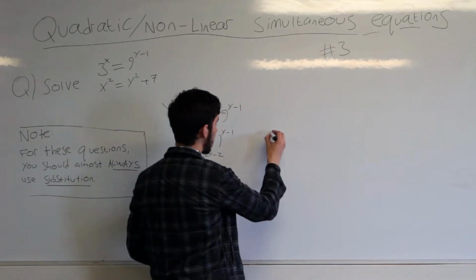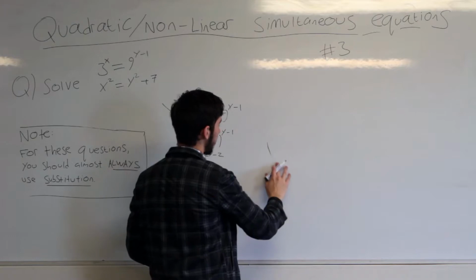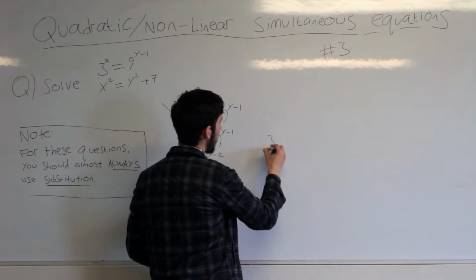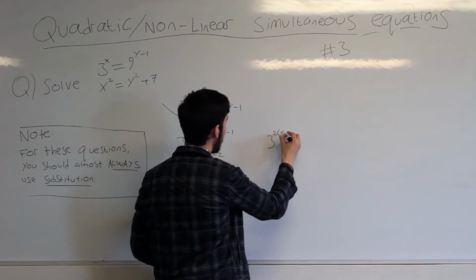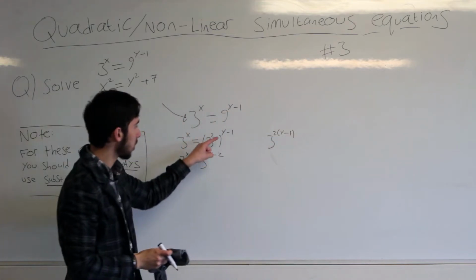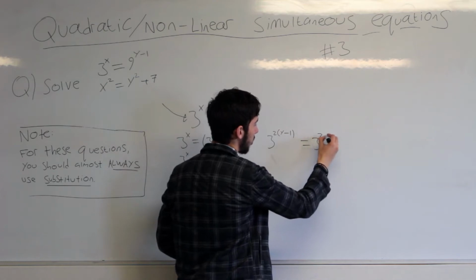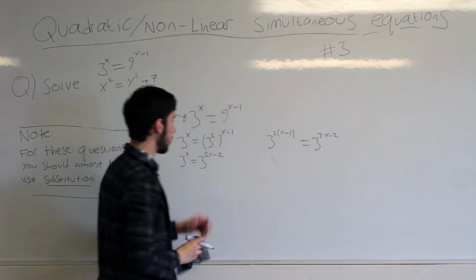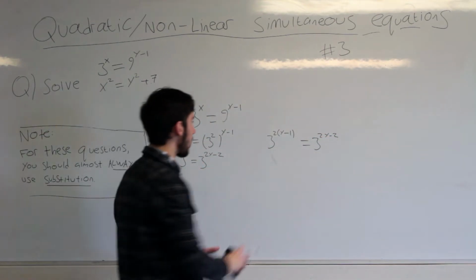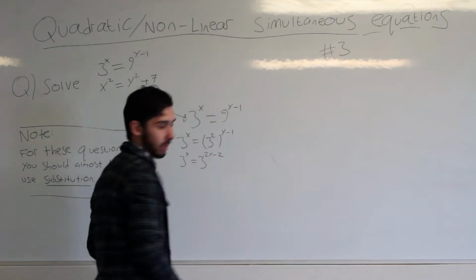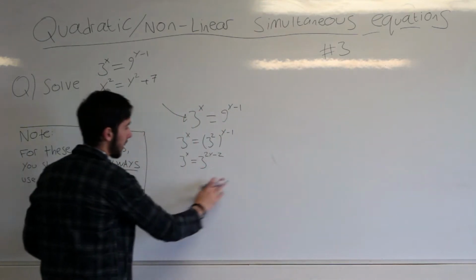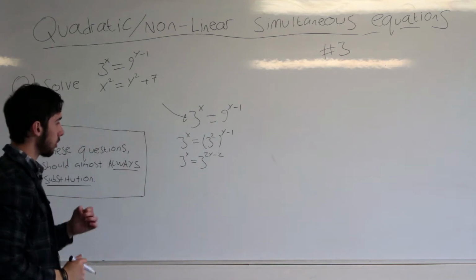Just to be really clear, we actually don't need brackets. This is 3 to the power of, and we're going to multiply the powers, so 2 times y minus 1, and we're going to expand that, which is 3 to the 2y minus 2. That's where I got 2y minus 2 from. I hope that step is clear. We have this equation, 3 to the x equals 3 to the 2y minus 2.